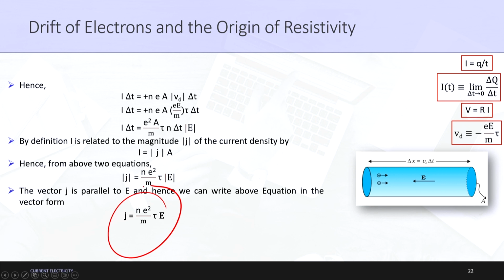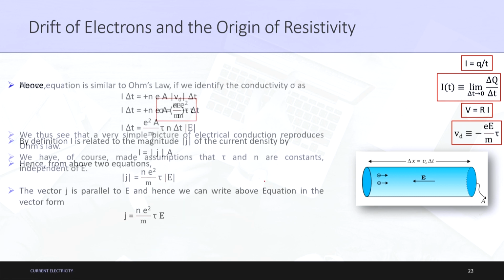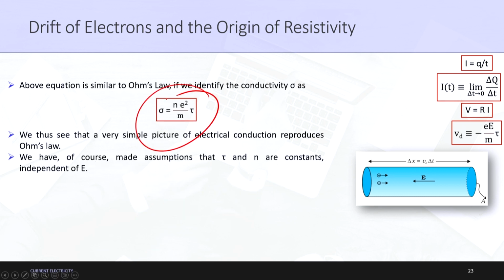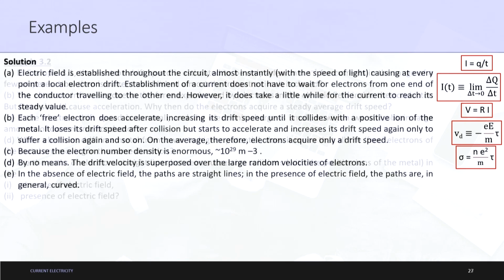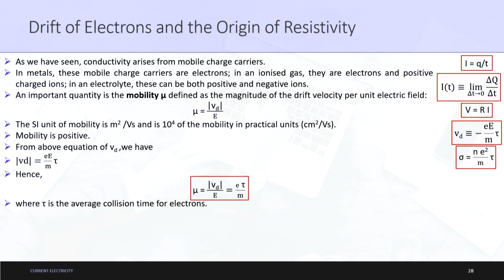Similarly, by using the formula before we also understood that J was nothing but equal to sigma into E. So, using this as equation 1 and this as equation 2, what we got is that sigma is nothing but equal to Ne square by m into tau, and that was the origin of resistivity. Okay. So, this thing was also explained. Then these were the examples I explained to you clearly in the previous discussions.